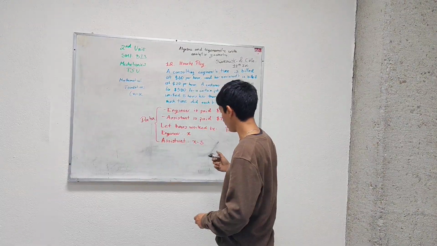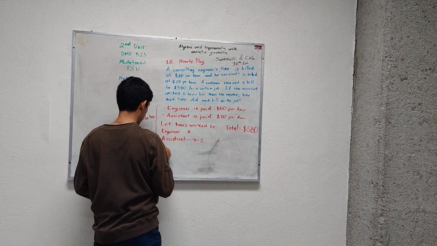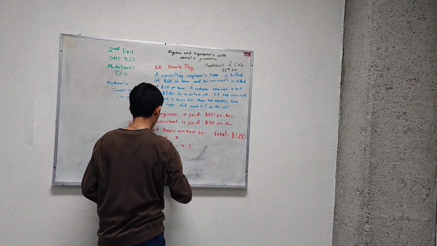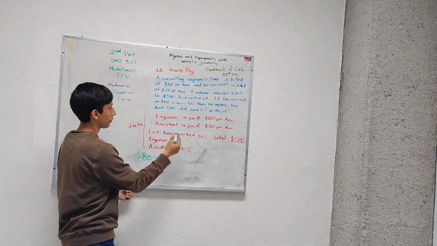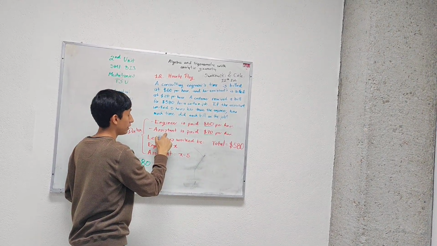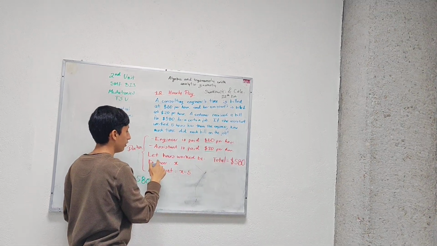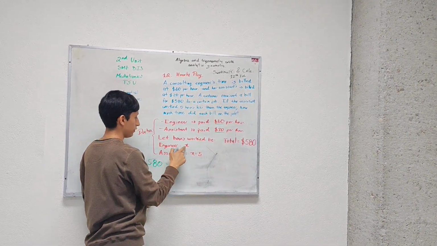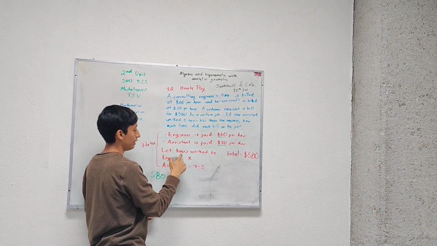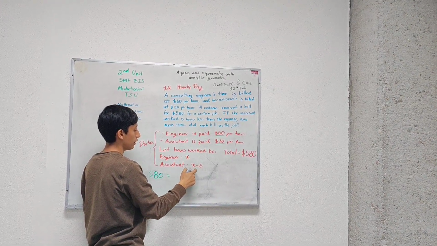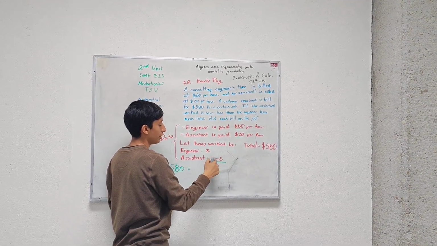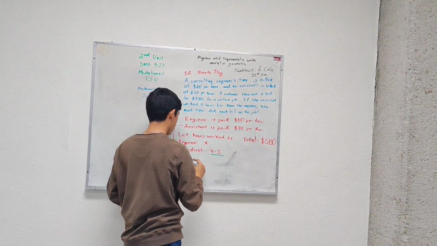Well, as the problem says, 580 is the total. The engineer is paid 60 per hour and the assistant is paid 20 per hour. So those are the hours. We are going to let the engineer's hours be equal to x, and the assistant worked 5 hours less, so x minus 5.